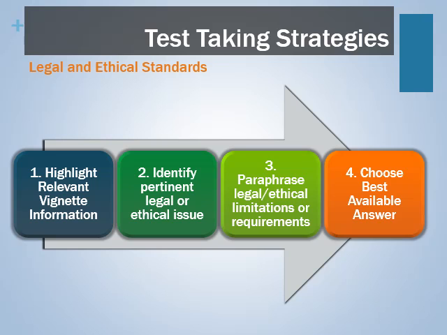So you've highlighted the relevant information. You've identified whether it's pertinent. Now, before you look at the answer choices, paraphrase for yourself any legal or ethical limitations or requirements that you know of off the top of your head. Hopefully that's easily accessible because you've studied thoroughly. So you might say, okay, well, legal and ethical standards for child abuse reporting are that I am a mandated reporter in the state of California. So I am required to report if there's reasonable suspicion.